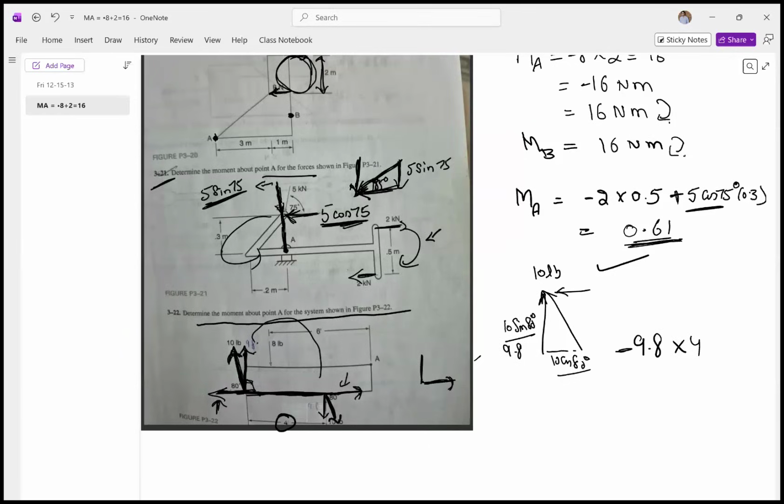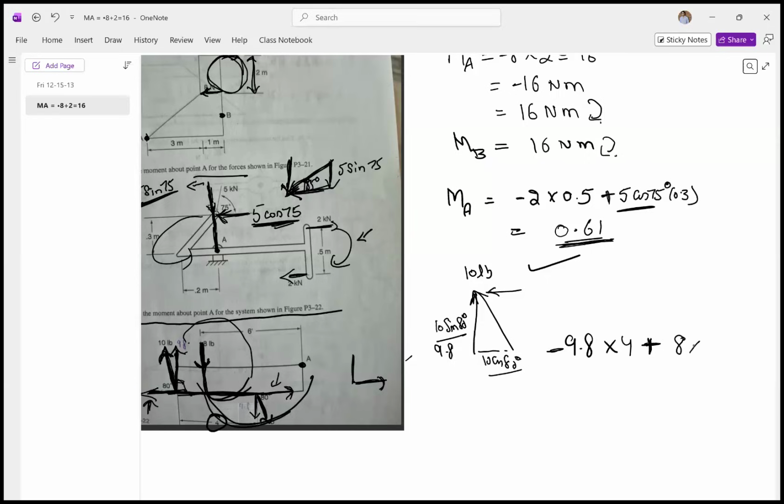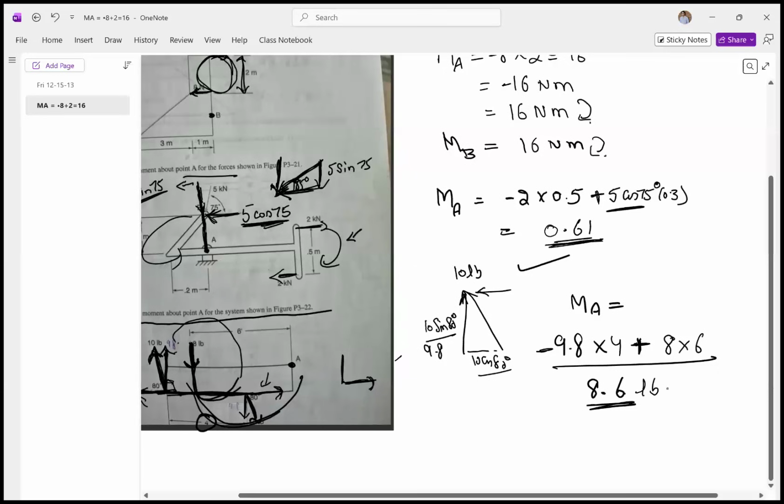So this will be a negative number, and the other number is this 8 pounds of force which is acting, and because this is rotating counterclockwise, I'll take it as positive. So plus 8 times 6, and this is the moment about point A, MA, and the value is going to be 8 times 6 positive, and the unit will be pound feet, and this is positive, so counterclockwise direction.